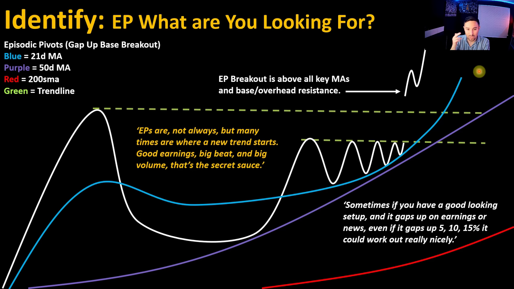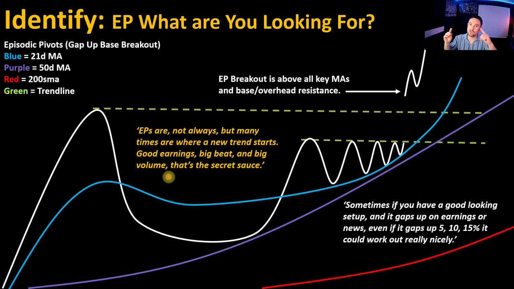So what are you looking for? In essence, you are looking for a stock that is building a base and then it breaks out of the base, and invariably it's going to be on earnings, clearing all the key moving averages and preferably all the overhead resistance. As we do more examples, it's going to be a little bit more clear. I've got some examples as well. So EPs are, not always, but many times, where a new trend starts. Good earnings, big beat and big volume, that's the secret sauce.